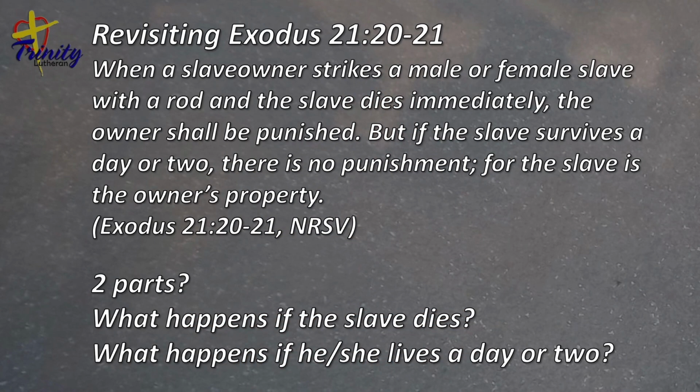All right, so that being said, let's revisit this passage we looked at the very beginning of the class, Exodus 21, chapters 20 through 21, now that we have this background information. Let's take a look at it in more detail. This is again from the New Revised Standard Version. It says, when a slave owner strikes a male or female slave with a rod, and the slave dies immediately, the owner shall be punished. But if the slave survives a day or two, there is no punishment, for the slave is the owner's property.